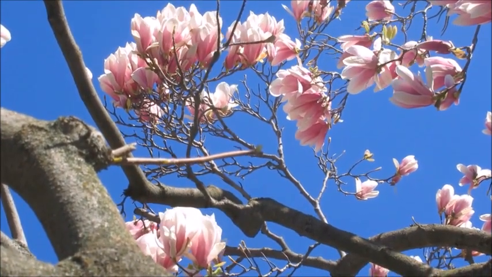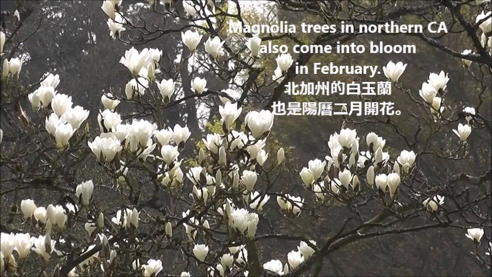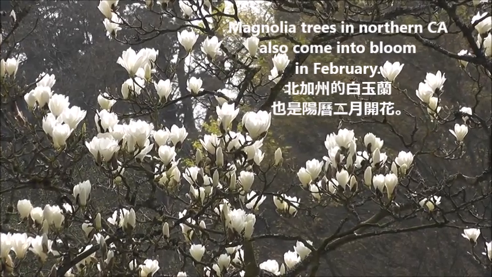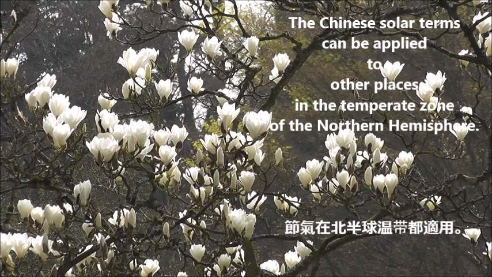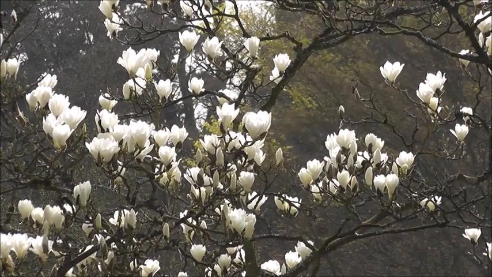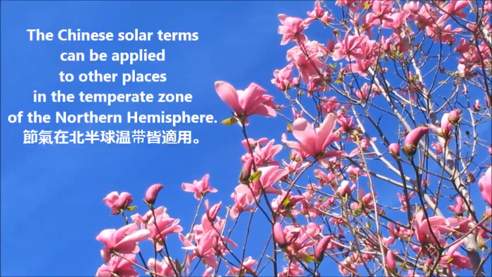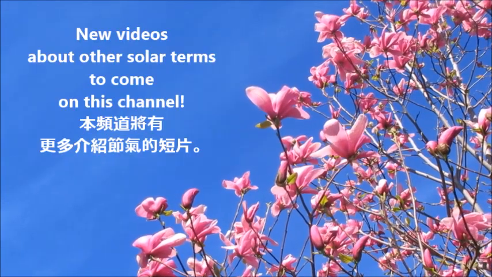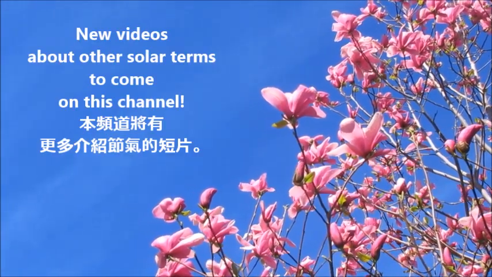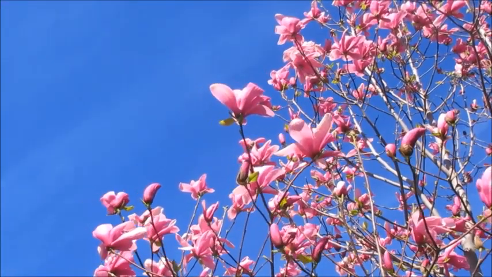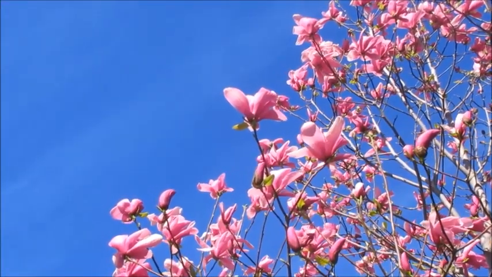Interestingly, magnolia trees in Northern California also come into bloom in February. Apparently, the Chinese solar terms can be applied to other places in the temperate zone of the Northern Hemisphere. There will be new videos about the other 23 solar terms on this channel. Please stay tuned. For now, let's enjoy all the early signs of spring.